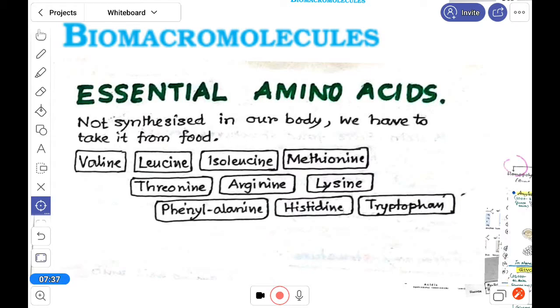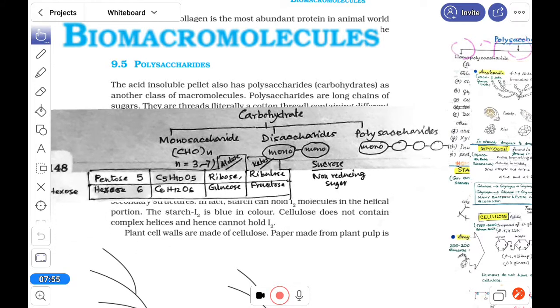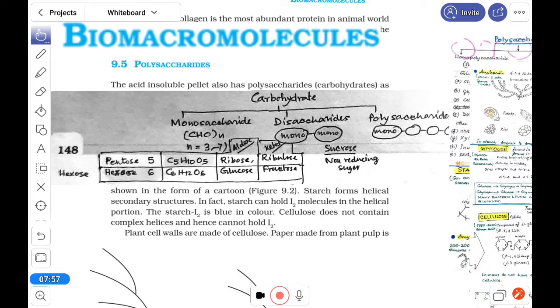So next we can see the polysaccharides. Polysaccharides are the next macromolecule. To understand the polysaccharide, you have to understand this part here. Look at this area.